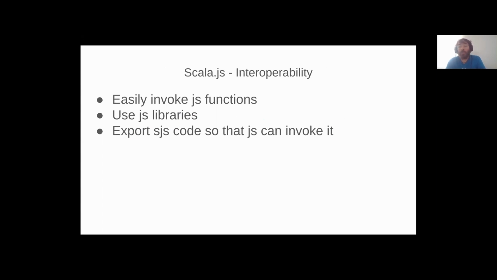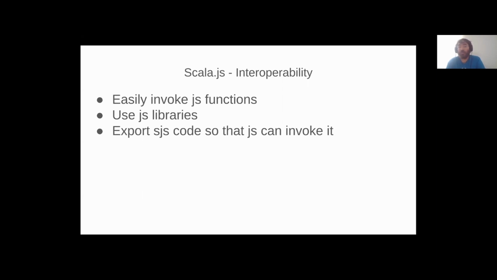And if we talk about Scala.js interoperability, I would say that this is pretty similar to how we have interoperability between Java and Scala. You know that in Scala, we can invoke any Java function pretty easily. In Scala.js, you can do the same. You can invoke any JavaScript function. You need a facade, but you can invoke any JavaScript function.